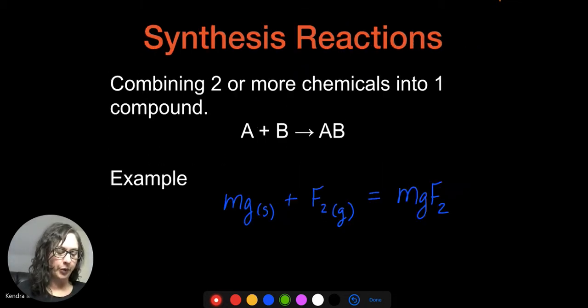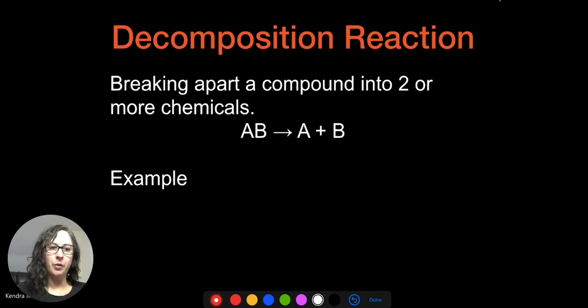So here's an example of a synthesis reaction. Here we have magnesium and fluorine gas, and they're going to end up forming magnesium fluoride when they react. I guess I want an arrow there. This should be an arrow, not an equal sign. And so if we were to do the opposite of that, say we had aluminum oxide, and we wanted to take aluminum oxide and make that back into aluminum and oxygen, that would be a decomposition reaction.